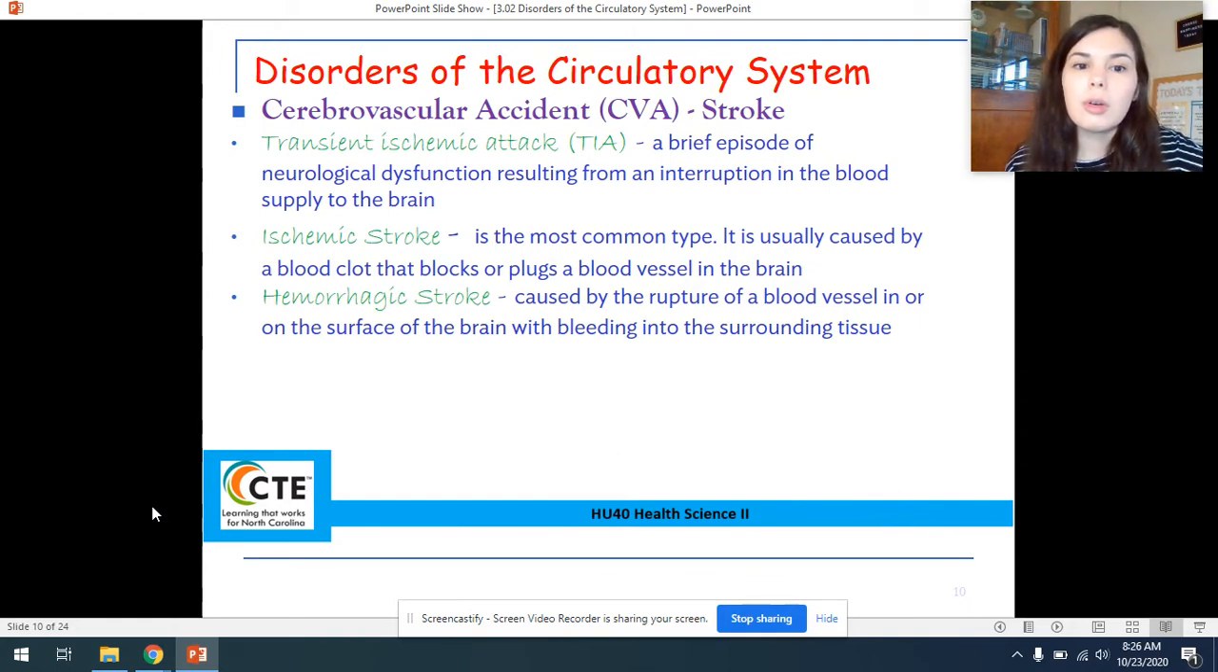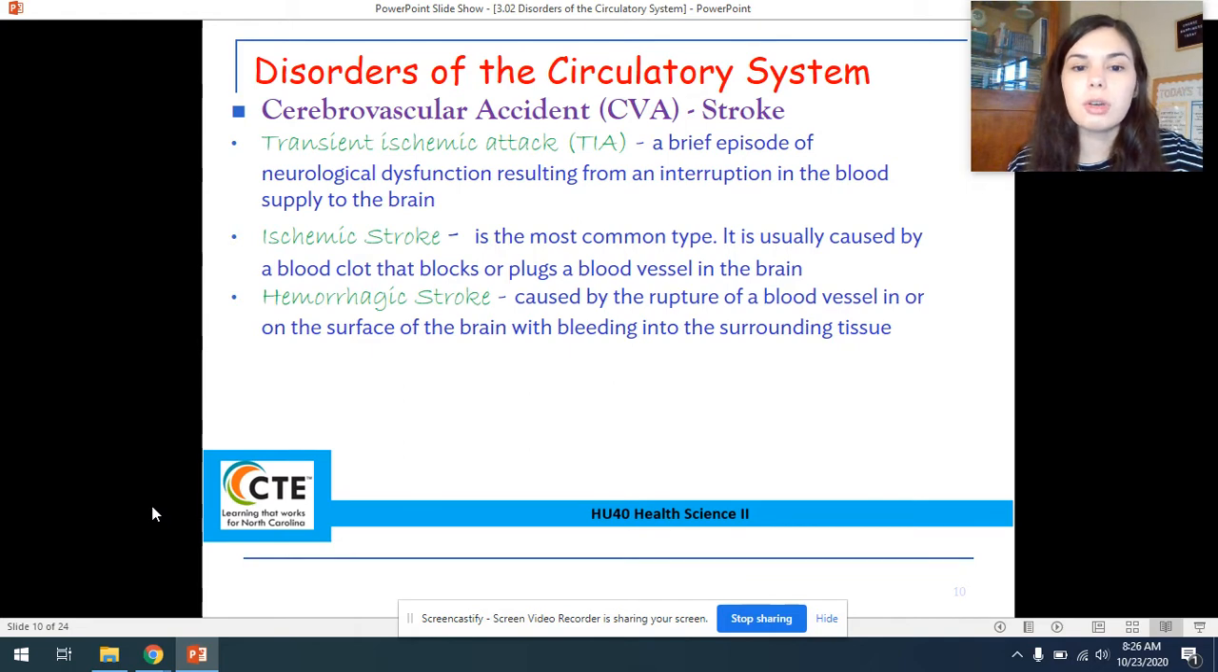An ischemic stroke is the most common type, which is usually caused by a blood clot that blocks or plugs a blood vessel in the brain. When someone says they had a stroke, this is what they most commonly are referring to. So a blood clot has traveled from somewhere in the body up to the brain and caused a blockage of that blood vessel. Now the brain is not getting enough oxygen and it leads to a stroke.